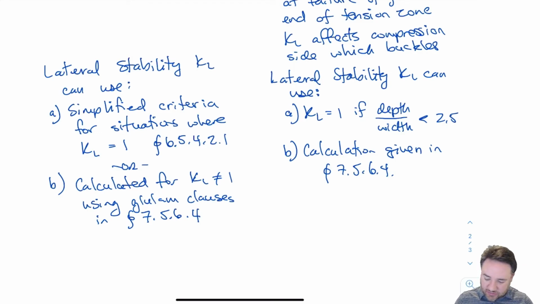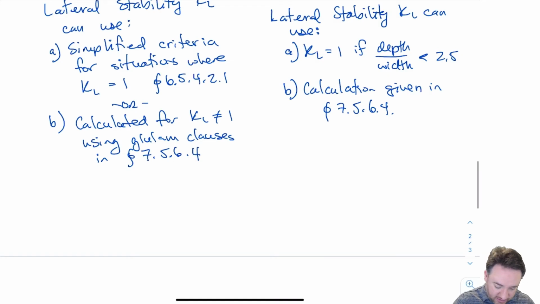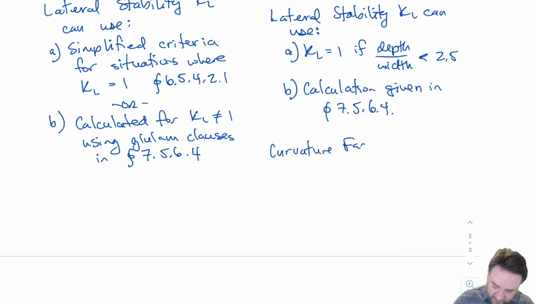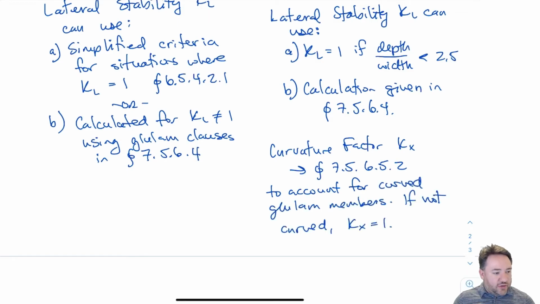The last parameter on the glulam side is this KX, which I mentioned briefly. I'm just going to put in the note here in the interest of completeness. So again, the curvature factor KX is to account for curved beams. If we don't have a curved beam, then KX is just set to be equal to 1. Now, if I do have a curved beam, that's not the only thing I have to do, which is consider KX. There's another strength criteria that I also have to satisfy, which is a radial strength criteria, which we're not going to cover.